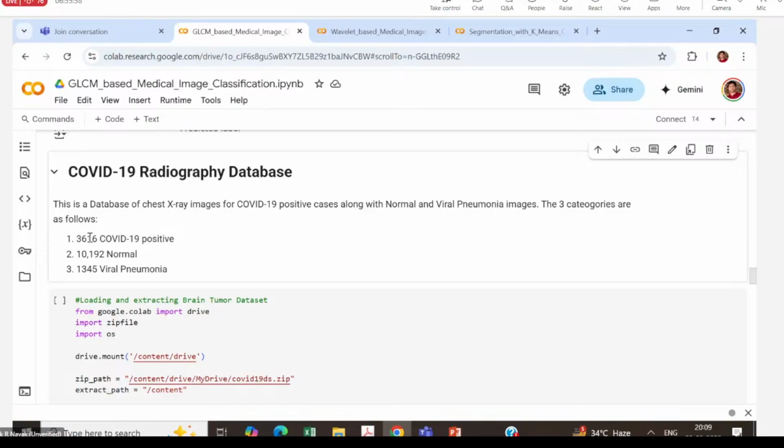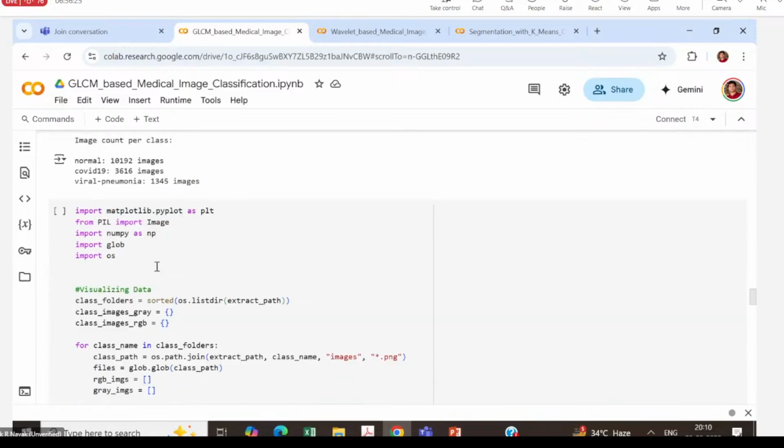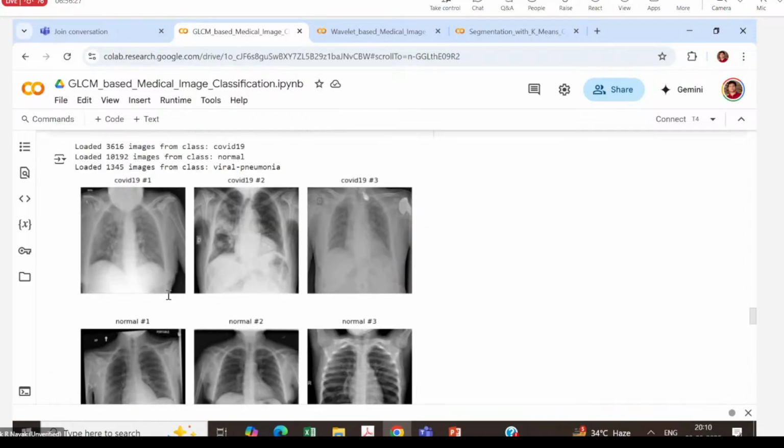Now in this case you can see there are 10,192 samples that belong to the normal category, only 1,345 that belong to the viral pneumonia category, and 3,616 samples that belong to the COVID-19 category. So the normal samples are more compared to the two other classes. The data is imbalanced, you can say. The same procedure I have followed, the same 5 features, and the code is all the same.